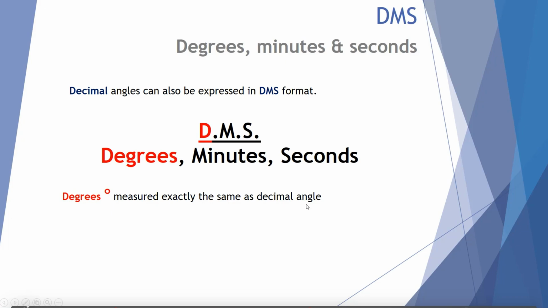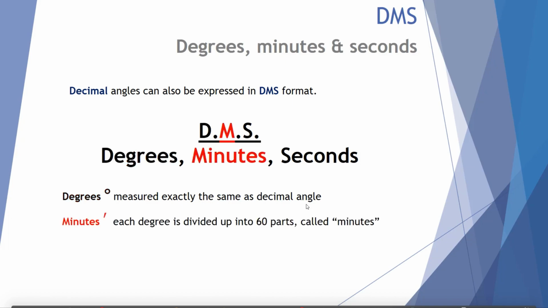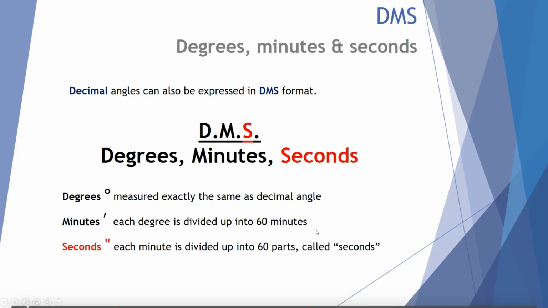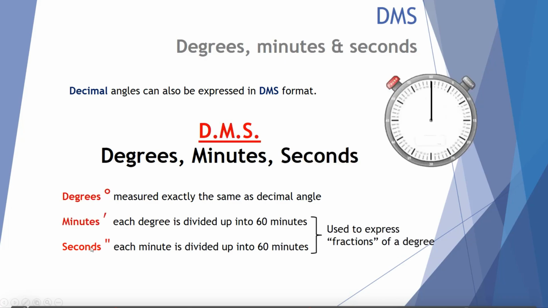say 30 degrees. It still is 30 degrees. But instead of using point something on the end, we're now looking at an alternative way of measuring those partial degrees. So the M stands for minutes. I'll use this 1 dash. So each degree, much like the minutes of a clock, can be divided up into 60 parts called minutes. And then those minutes can be further divided up into 60 smaller parts called seconds. So the S stands for seconds. And the symbol we use is the double dash, degrees, minutes, seconds.